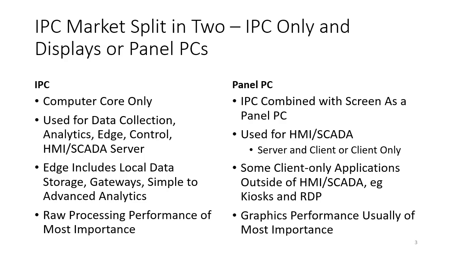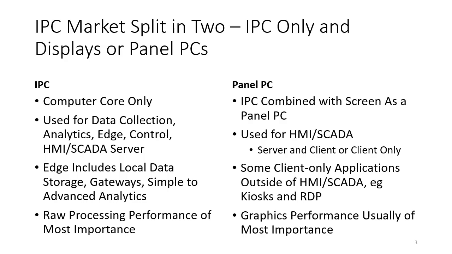Sometimes the HMI SCADA might be in a different box. There might be a separate server running in an industrial PC, or maybe even the HMI SCADA is running on a separate rack mount computer or even a desktop computer sometimes, or a workstation class computer, in which case the panel PC is just acting as a client. So there are also some client-only applications which are outside the scope of HMI SCADA. For example, kiosks, where you're maybe just serving up a web page from a remote server. Also, that could include remote desktop protocol, RDP, or terminal services, or whatever technology Microsoft or other people call it these days.